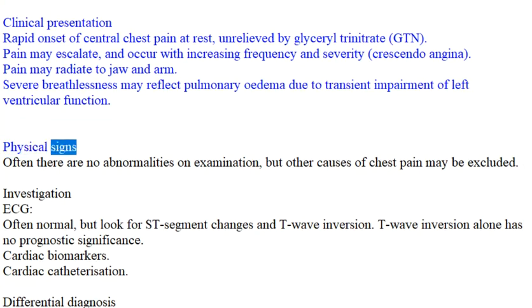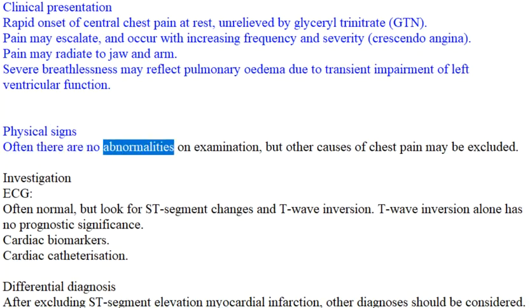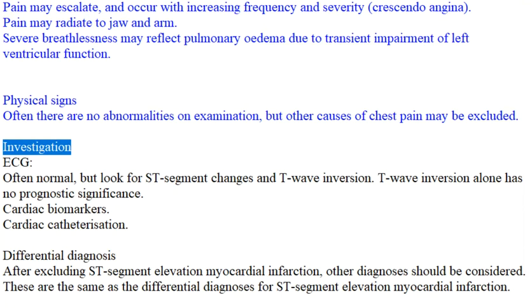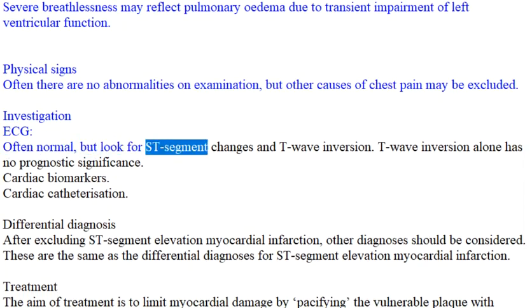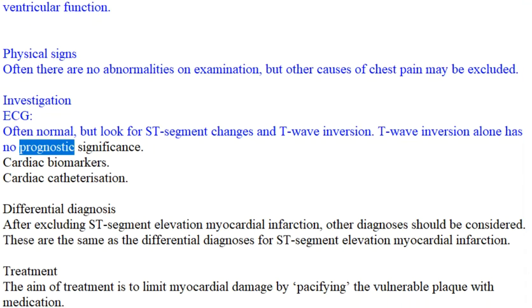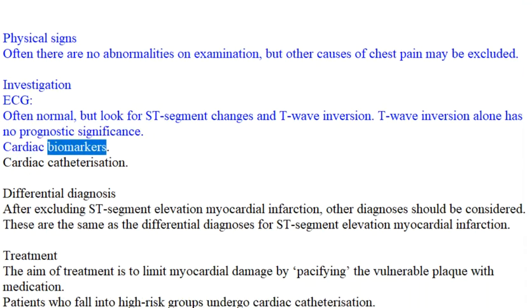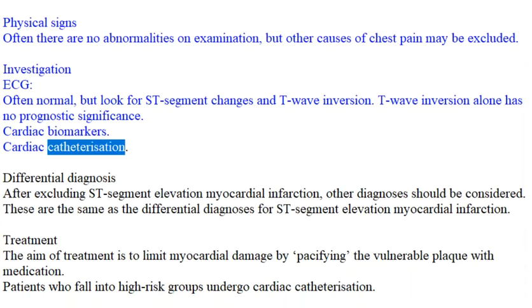Physical signs. Often there are no abnormalities on examination, but other causes of chest pain may be excluded. Investigation. ECG. Often normal, but look for ST segment changes and T-wave inversion. T-wave inversion alone has no prognostic significance. Cardiac biomarkers. Cardiac catheterization.